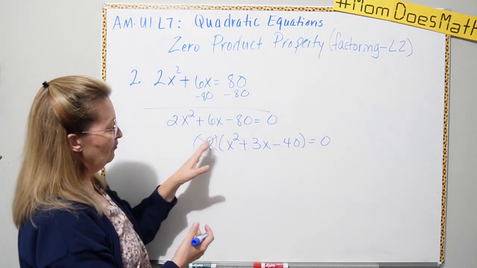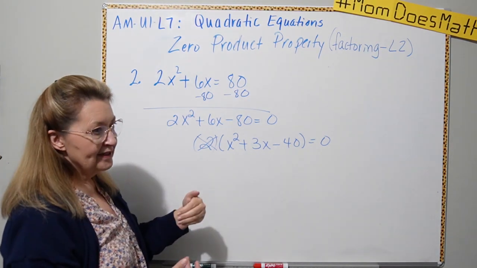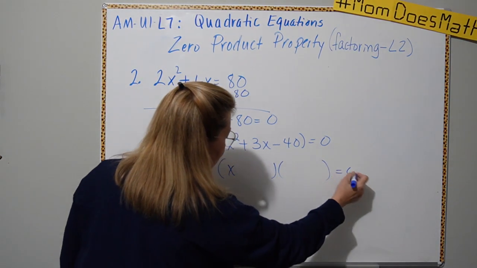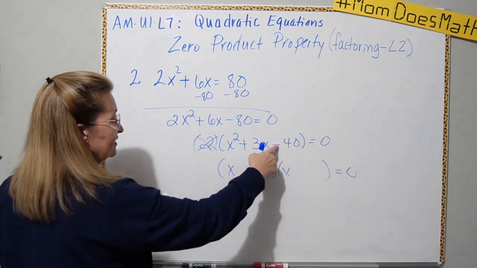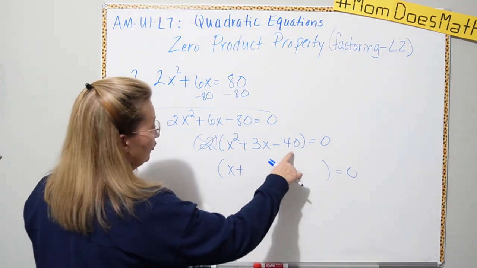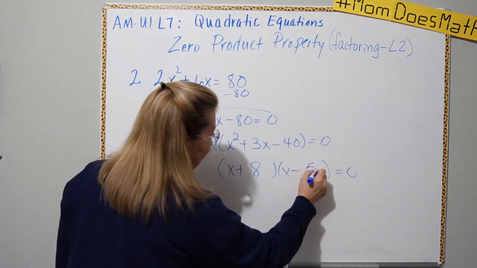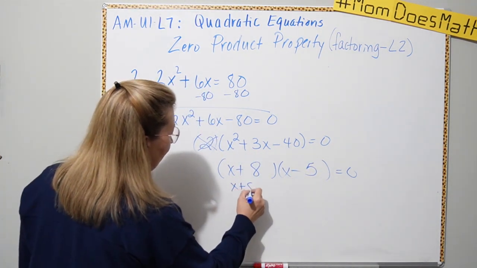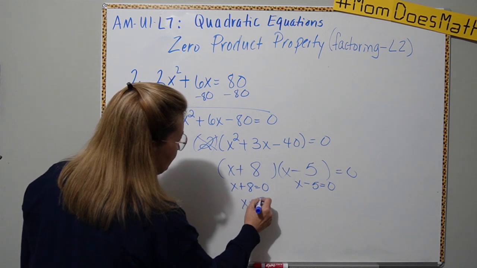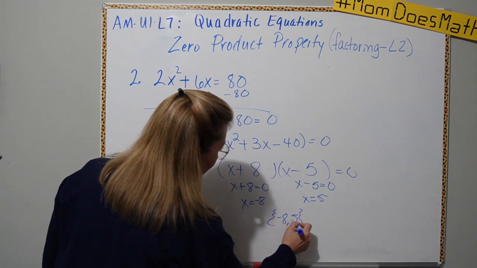Once again, I've already gotten the greatest common factor, so now I count my terms. There's 3. I either unfold or AC method. Since I do not have a coefficient, I'm going to unfold. So that's going to give me 2 sets of parentheses, x and x. Since this is a minus sign, I'm going to have one of each sign. Now, I need a pair of numbers that will multiply to give me negative 40 and add up to give me positive 3. So that's going to be positive 8, negative 5. And just like with the other one, I'll take each factor and set it equal to 0 and solve. So this is going to give me x is negative 8, x is positive 5, and there are my two solutions.